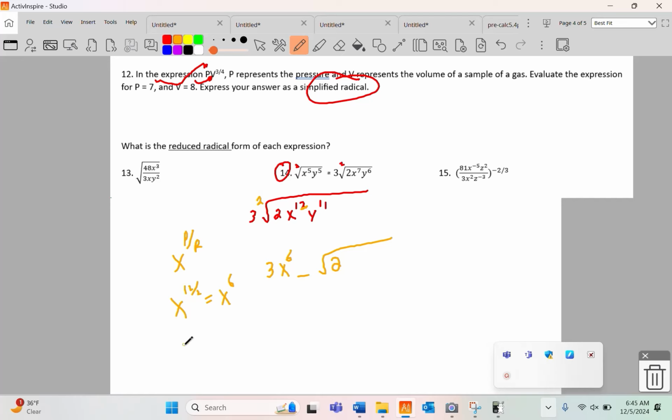Now I'm focusing on y. Y to the 11 over 2. Well, that is y to the 5th times y to the 1/2. I hope you agree with that. 2 enters 11 5 times with 1 piece left over. And so I can pull the y to the 5th part out, but I'm left with a singular y inside. I know it says 1/2, but remember, power over root. And it's simplified.